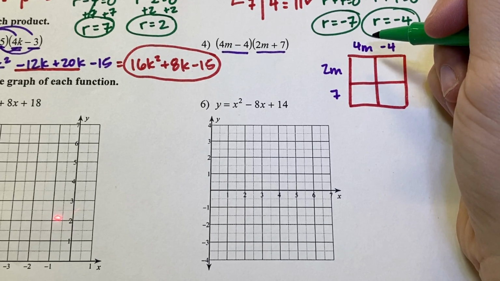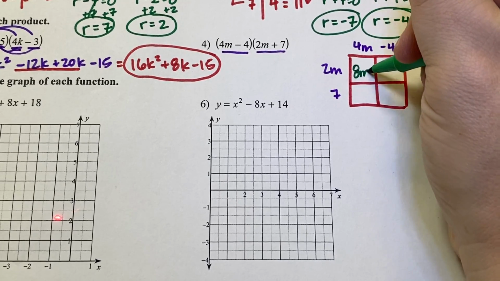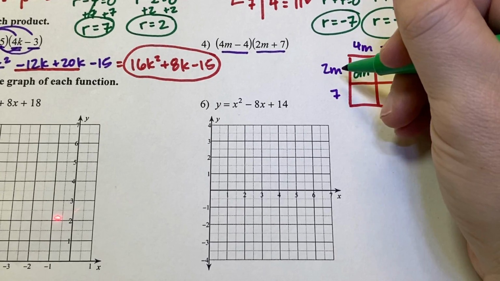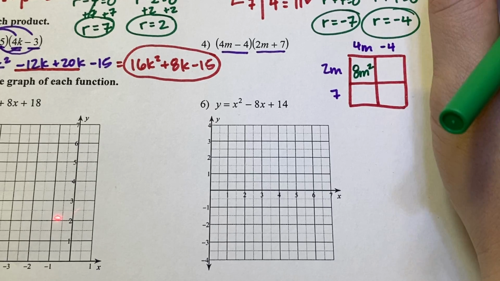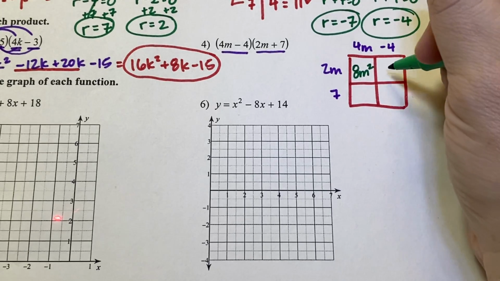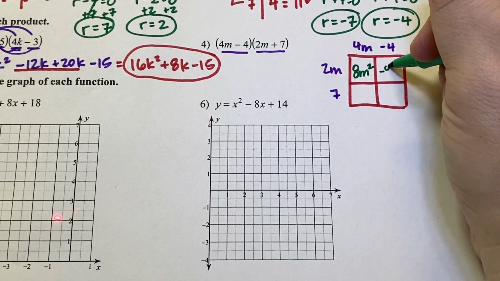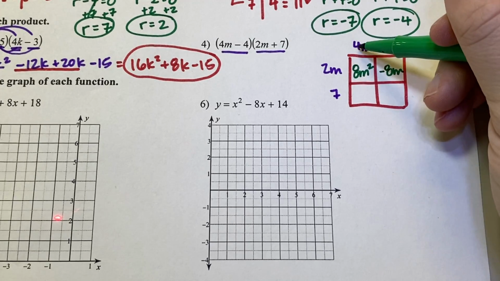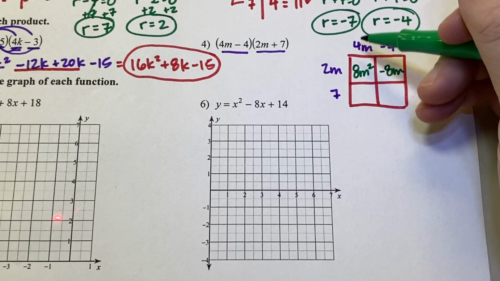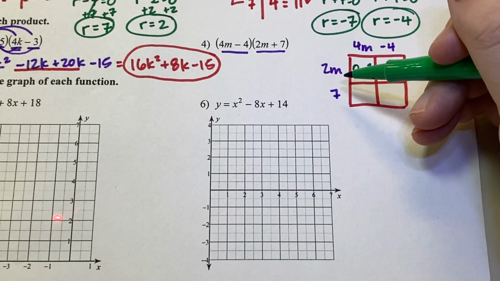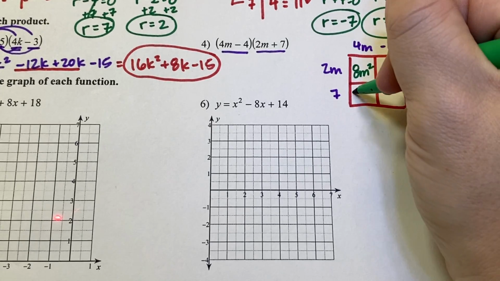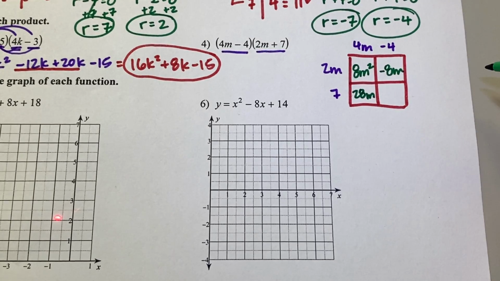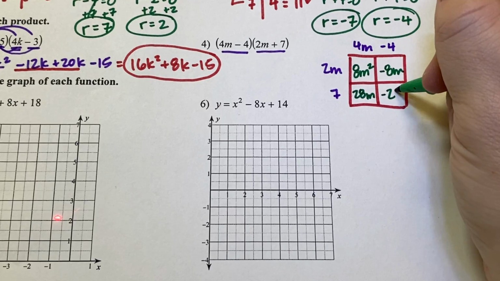Oh, 8m squared. Beautiful, love it. Next box, negative 4 times 2m. Connor? Negative 8m. Love it. 4m times 7. Connor? 28m. And negative 4 times 7. Kaylee? Negative 28. Love it.